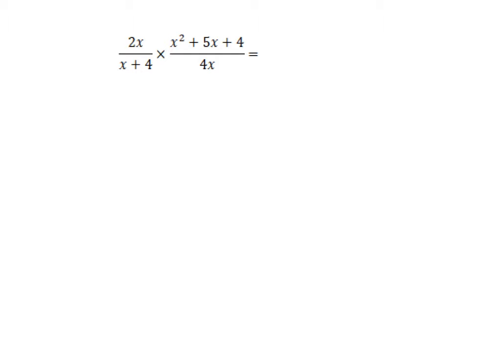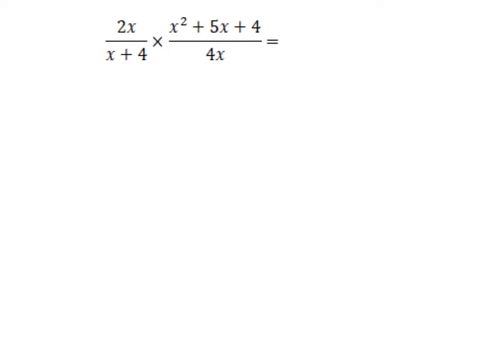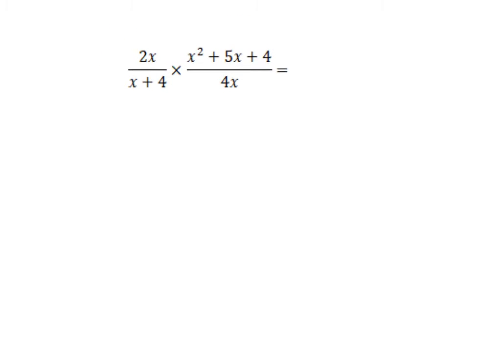All right, so in this video, we're gonna learn how to evaluate rational expressions like multiplication and division. So let's start with multiplication first. We're gonna multiply two rational expressions. Here we got 2x over x plus 4 times x squared plus 5x plus 4 over 4x. So in order to multiply, we need to cancel like terms, and we need to factor first.